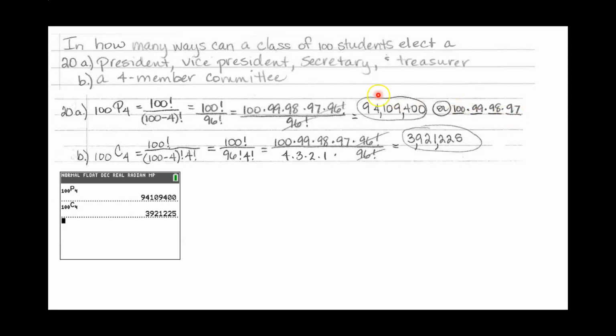All right, if we're looking for how many ways a class of 100 students can elect a 4-member committee, it doesn't matter whether I get elected first or fourth. I'm still on the committee. So that would be a combination, 100 to choose from, choosing 4. And so you can see we worked it out by hand here, and we also put it in the calculator and got the same thing.